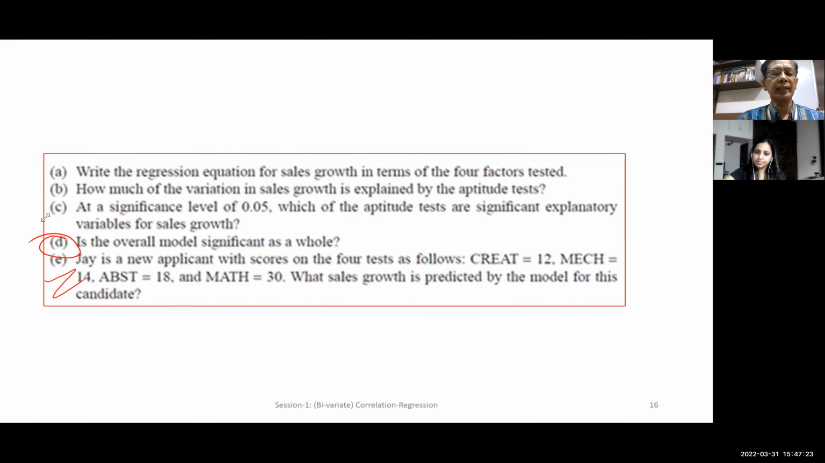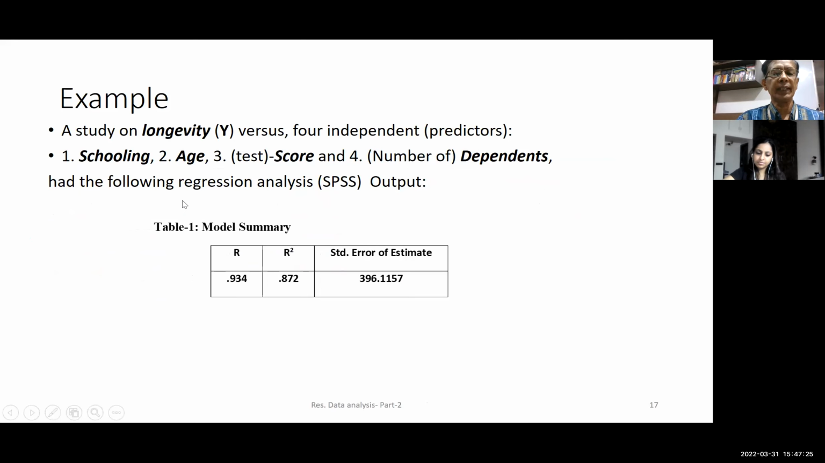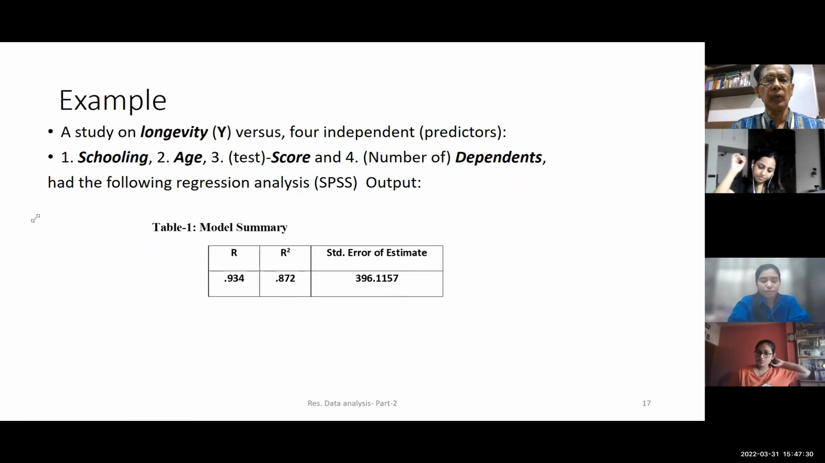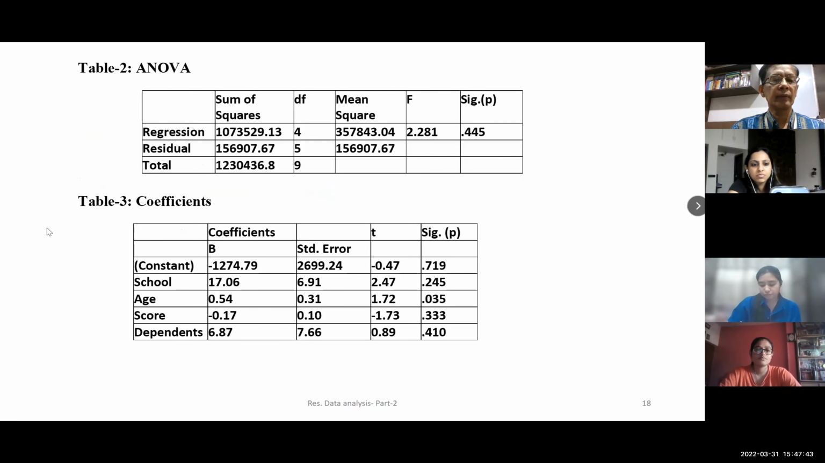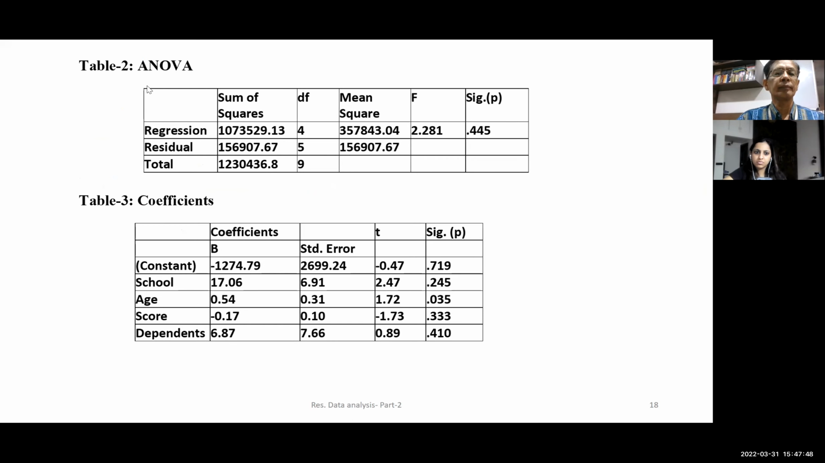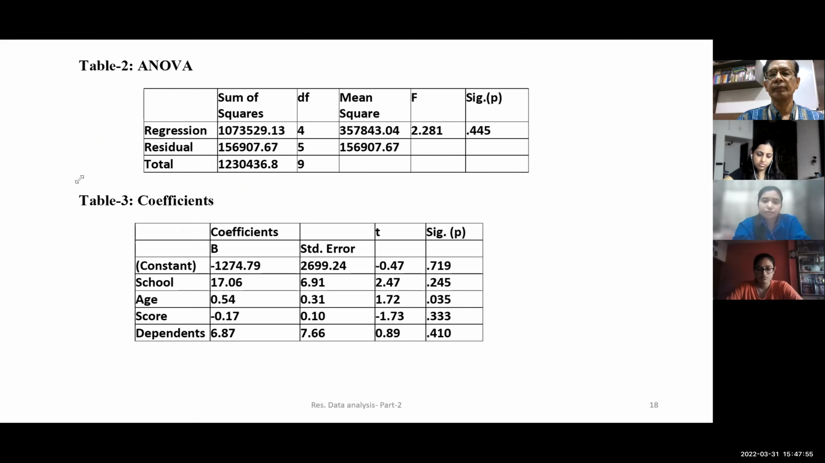ऑल ऑफ यू क्लियर? So now all of you requested, take screenshot. This is table 1 in regression output, ANOVA output. You will have got 3 components, 3 tables. 1, model summary. ये screenshot लिया. Yes, sir. Next is coefficient table and ANOVA table. 3 tables. ये तीनों लिया screenshot. Yes, sir.